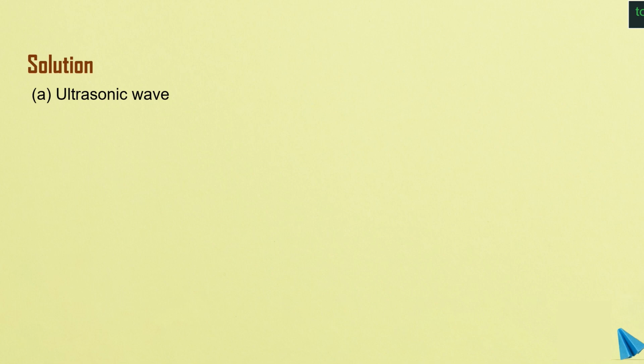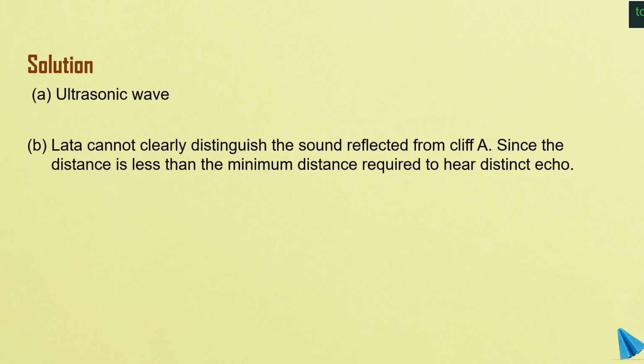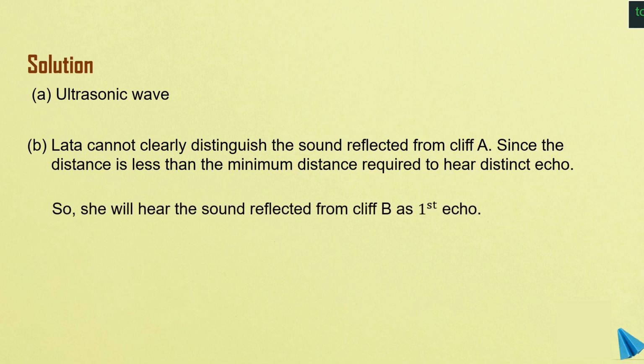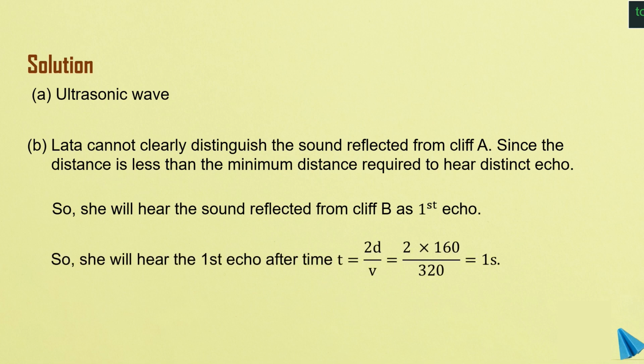So what kind of wave? Ultrasonic wave. Lata cannot clearly distinguish the sound reflected from cliff A, since the distance is less than the minimum distance required to hear distinct echo. So she will hear the sound reflected from cliff B as first echo. So she'll hear the first echo after time t, which is 2d by v, that is 2 multiplied by 160 divided by 320, and that is 1 second.